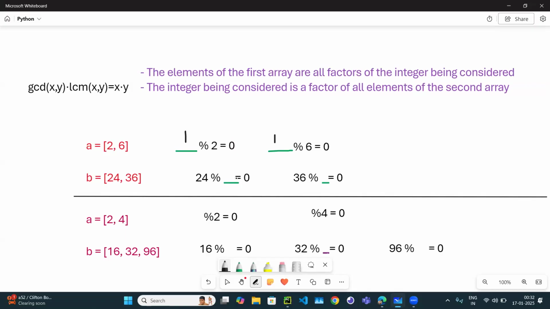So we found 6. Then we will check the second condition. If we divide all the elements by 6, will it give the remainder 0? Yes. Then we found one element, 6. Then check with 7. 7 divided by 2 is 0, no. 8, 9, 10. 10 divided by 2 is 0, yes. 10 divided by 6 is 0, no. 11, 12.